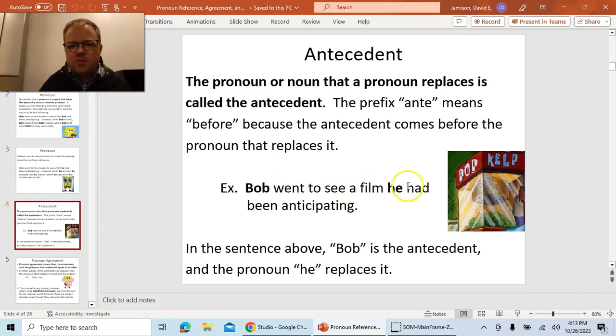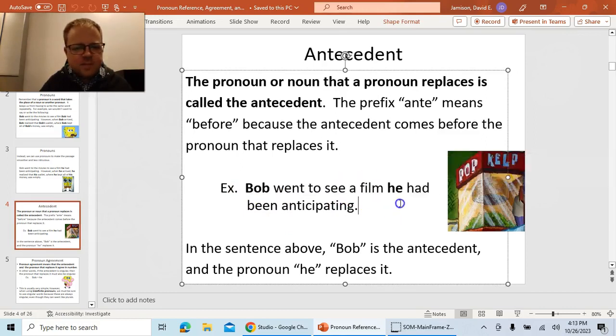Bob went to see a film he had been anticipating. We have to say who Bob is first, and then we can use the word he. In the sentence above, Bob is the antecedent, and the pronoun he replaces Bob.